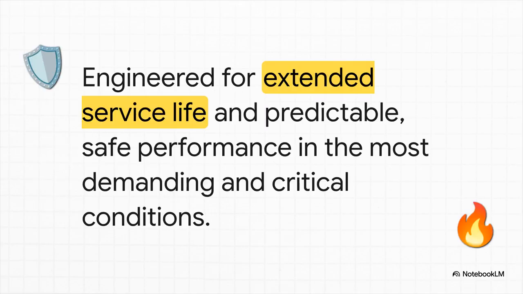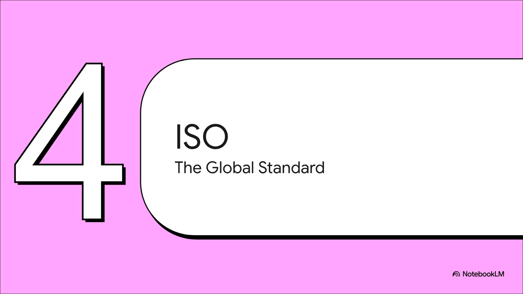So the API promise is this: it's built to run for years without major issues, and if it does eventually fail, it's designed to do so in a predictable and safe way. It's all about unmatched durability when everything is on the line. Okay, so what if your operations are spread all across the globe? Well, that's where our third and final standard steps in.